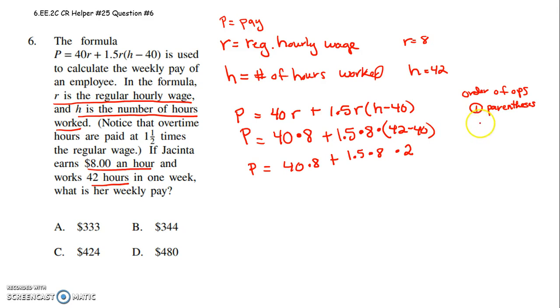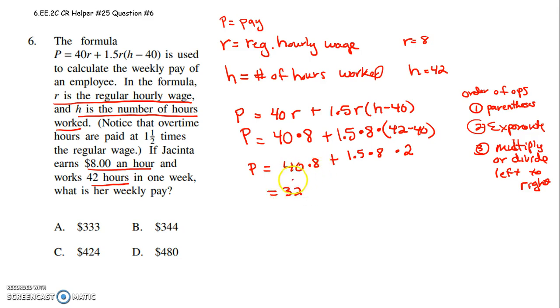All right. Next step would be exponents if we had any. We don't. Next step would be to multiply or divide. And we have to work that left to right. So we'll do that next. So I'm going to multiply. If you take 40 times 8, 4 times 8 is 32. So 40 times 8 is 320.